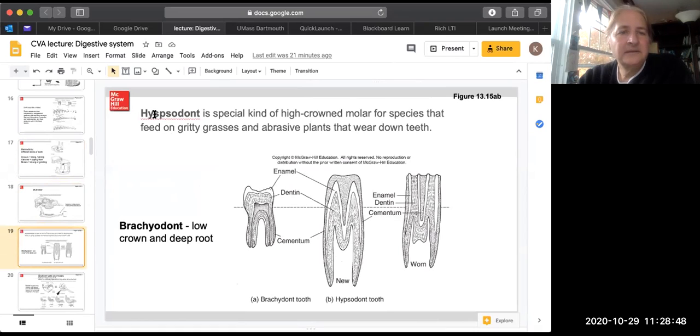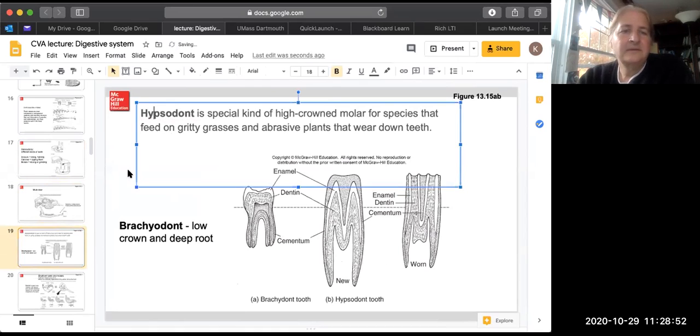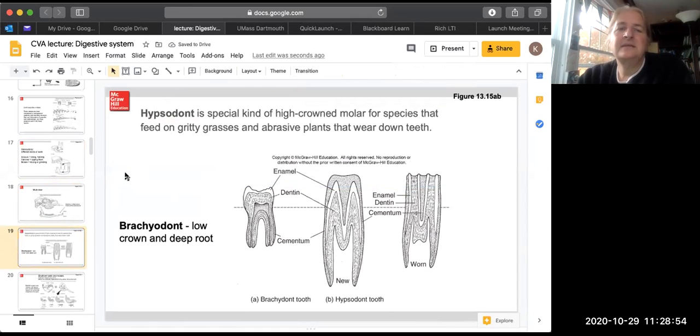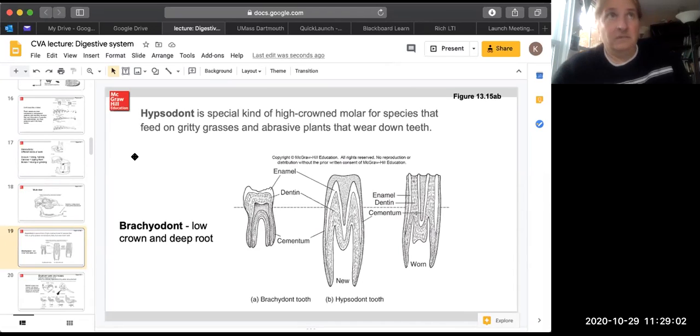Hypsodont. I think I spelled it wrong, I'm sorry, correcting things here. Hypsodont teeth are a special kind of high crowned molar, and they wear down. So grasses have essentially silica, it's very hard, almost glass, and as they chew it wears down enamel over time.